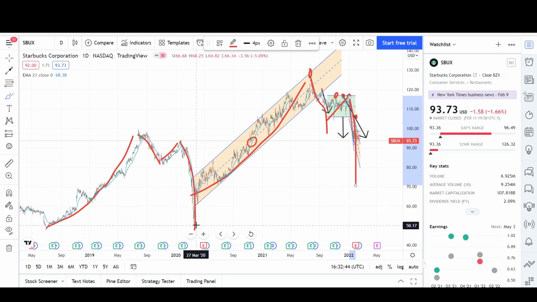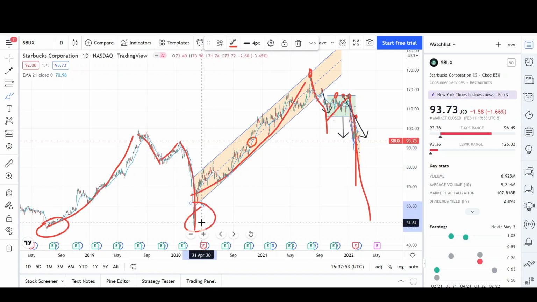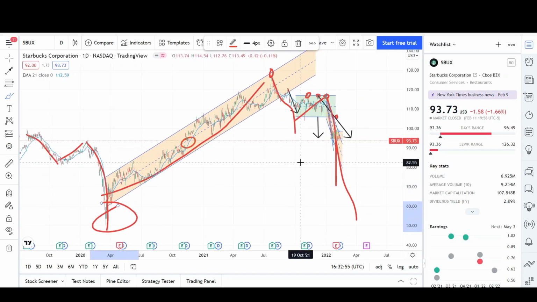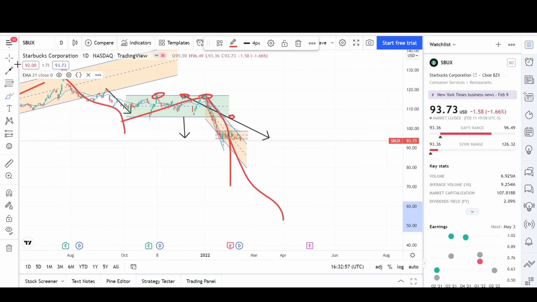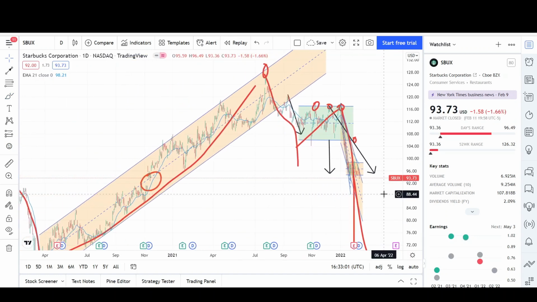And the dump went all the way back down to the starting point of the uptrend. And if we do that, the starting point of this uptrend is right around the $50 level. So I don't know if we're going to get that low. That's way too far to predict. That's a big drop to predict. I don't think so. I think Starbucks can do 2 things.